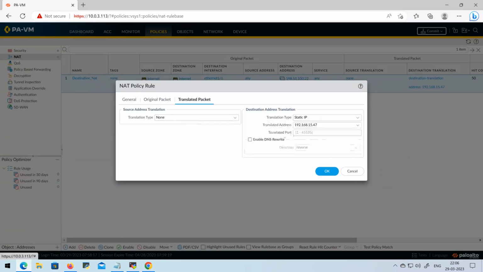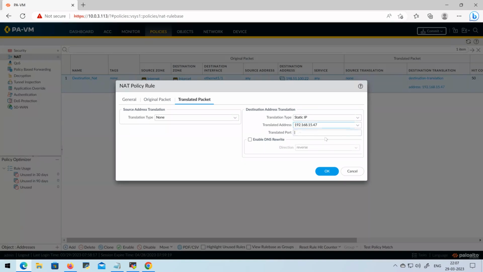Now in the translation, we'll see what will happen once it reaches the firewall as the original packet. The destination gets translated, because we are talking about destination address translation. It gets translated to a static IP of 192.168.15.47. Okay. Now what are the other types available over here?